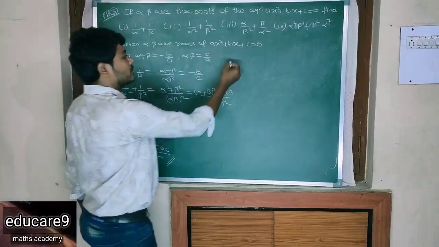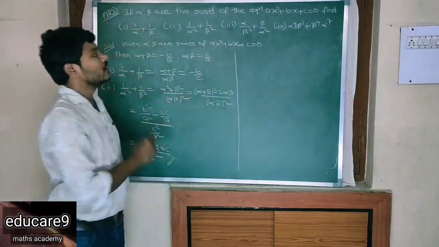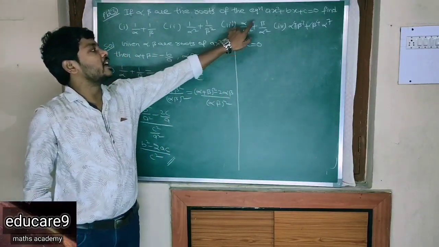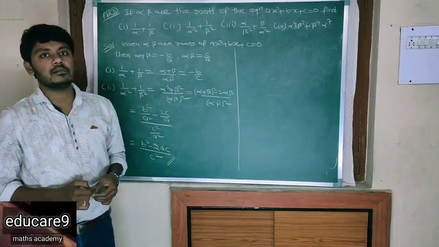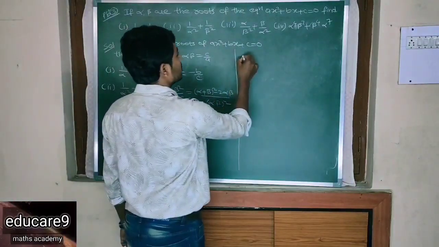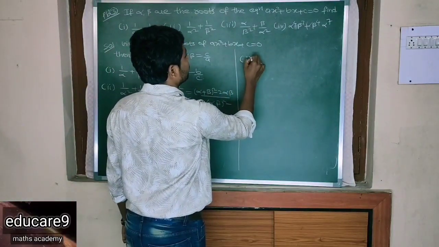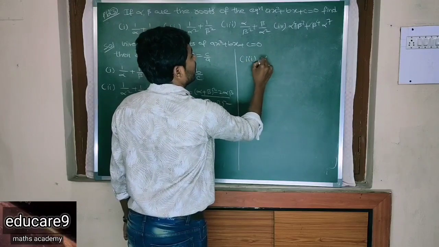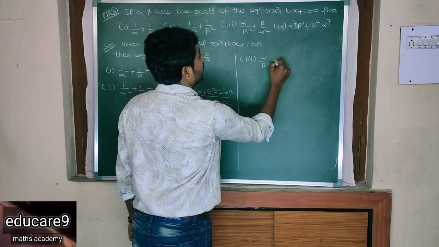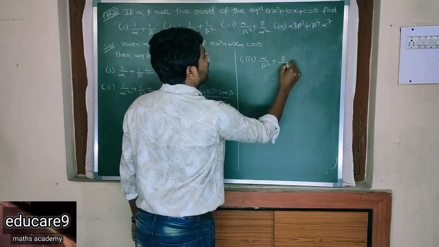Next, the third one: alpha by beta square plus beta by alpha square.